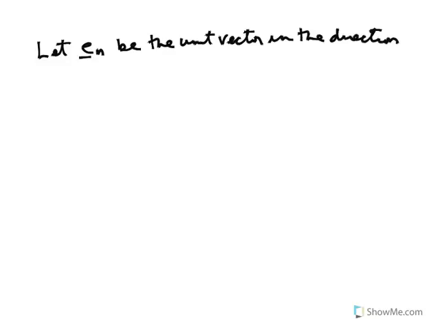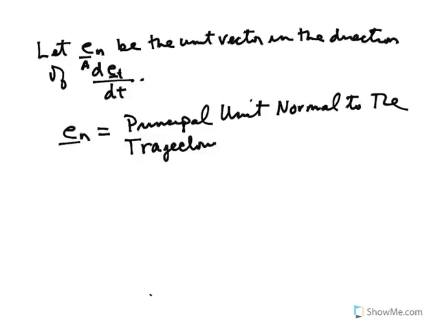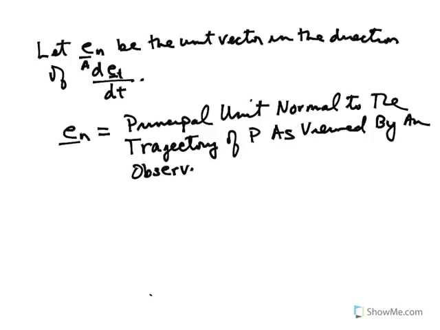So because dET dt in A is orthogonal to E sub t, I'm going to say let En be the unit vector in the direction of dET dt in A. So this quantity En is actually known as the principal unit normal to the trajectory of P as viewed by an observer in reference frame A.